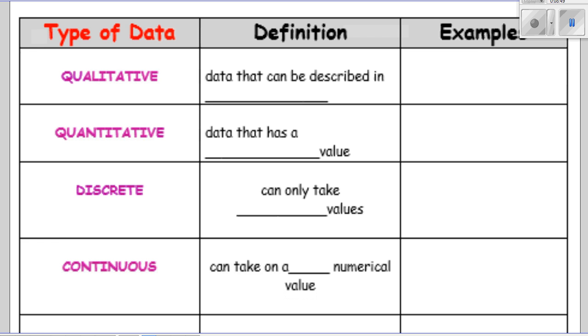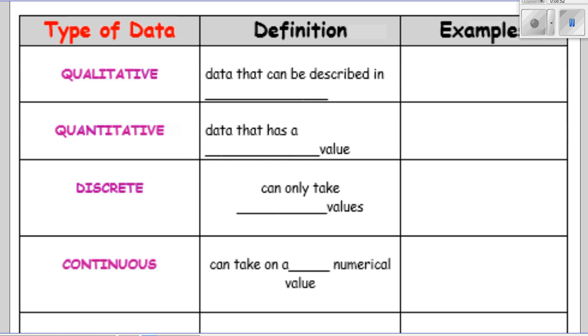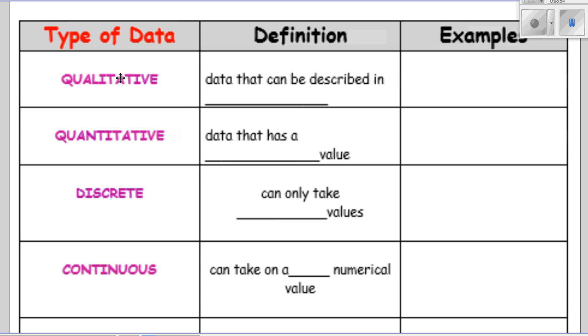Okay, so back onto the basic stuff. Types of data. Qualitative. In the old days, this might have been considered categorical. Do you remember categorical data in CIE? So that's what qualitative data is: data that can be described in words, words, categories.